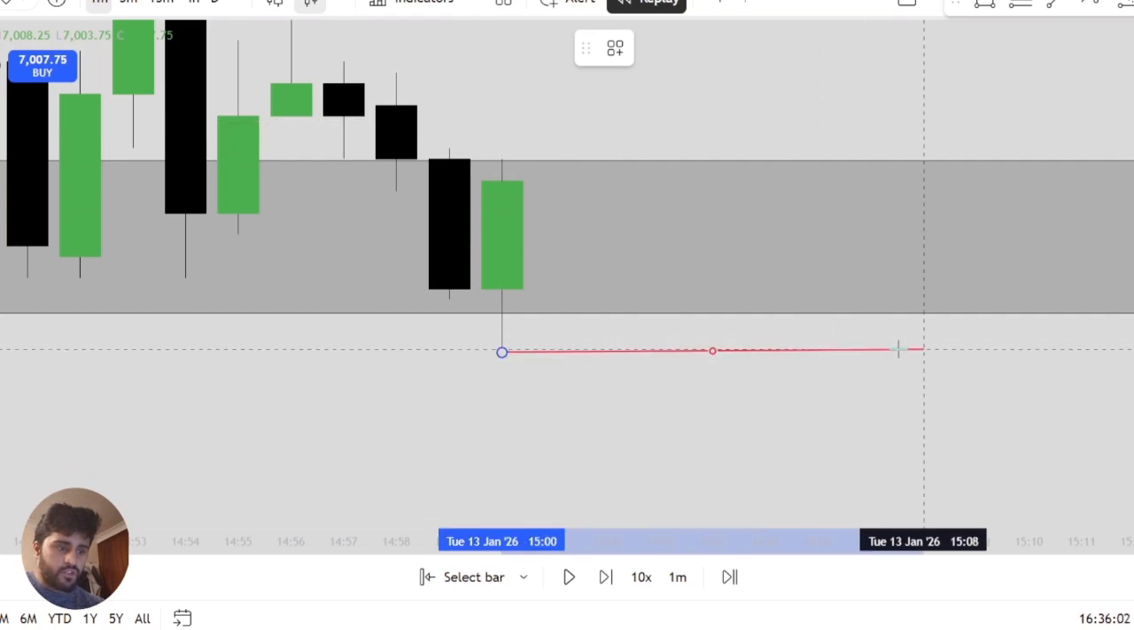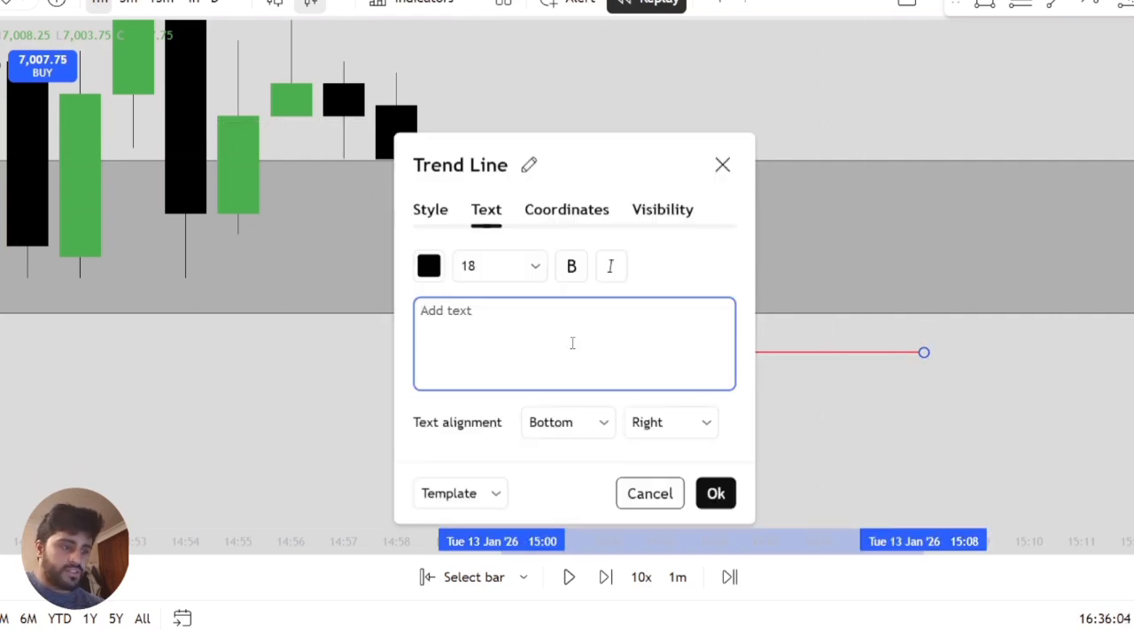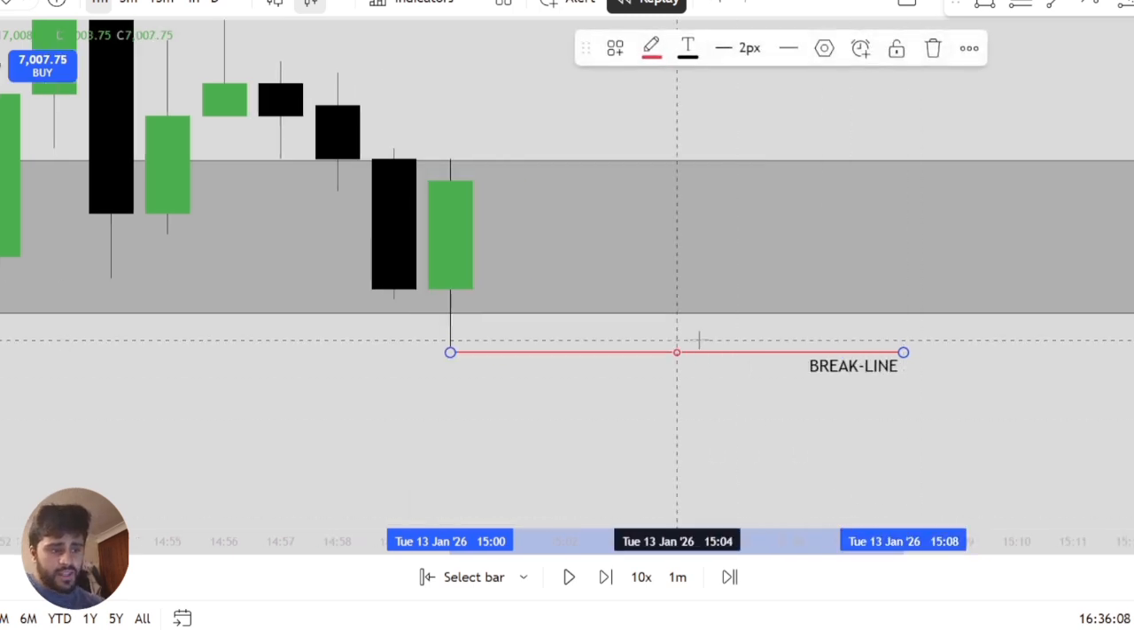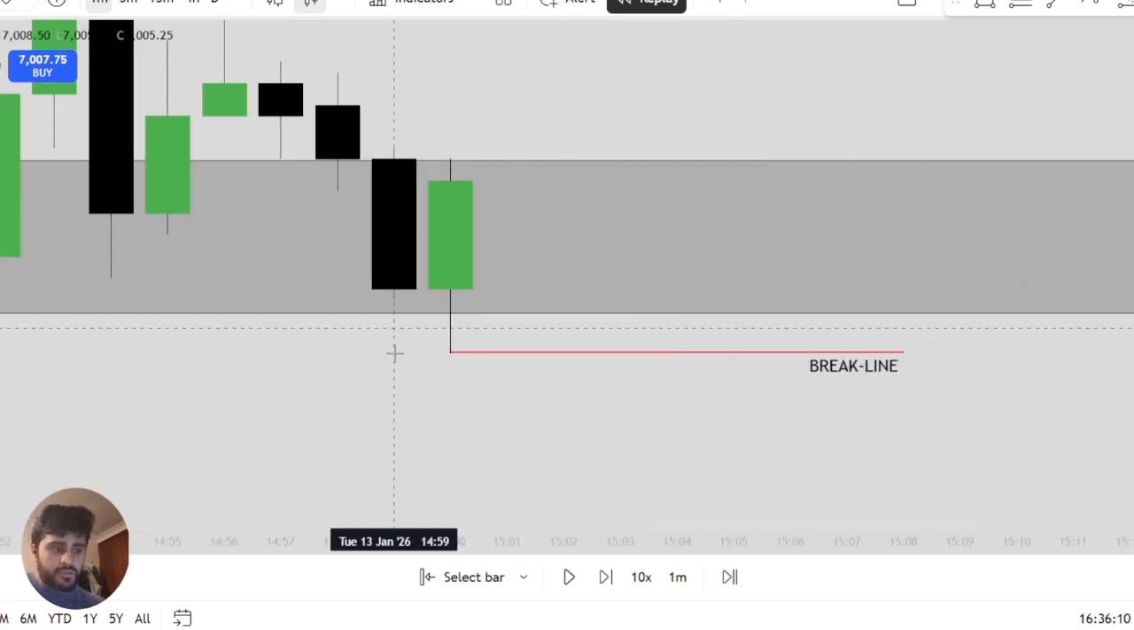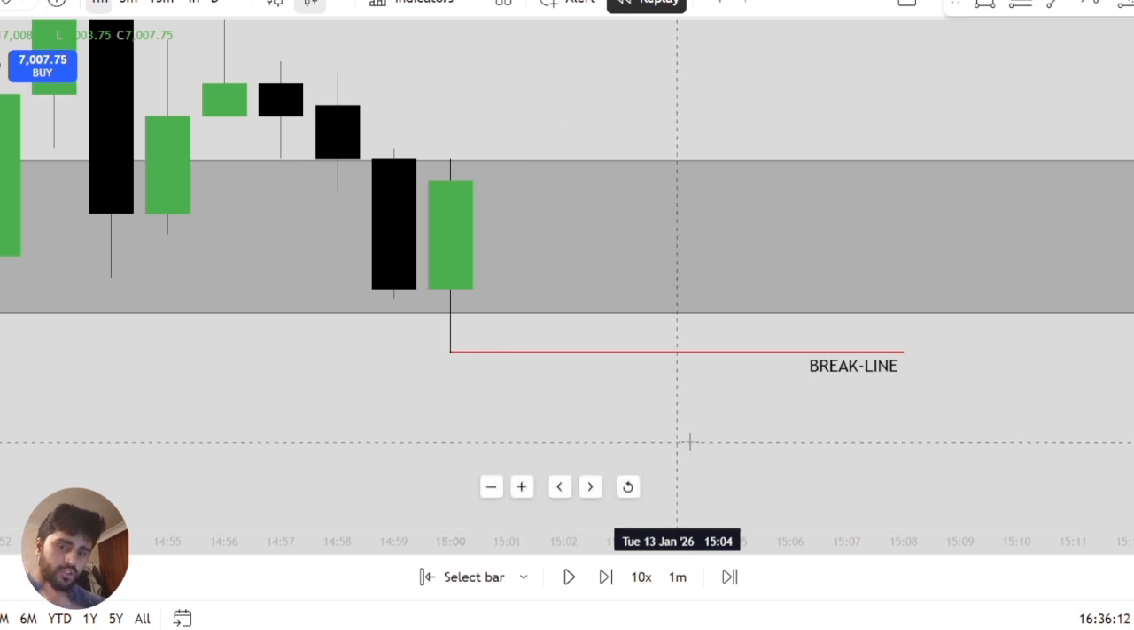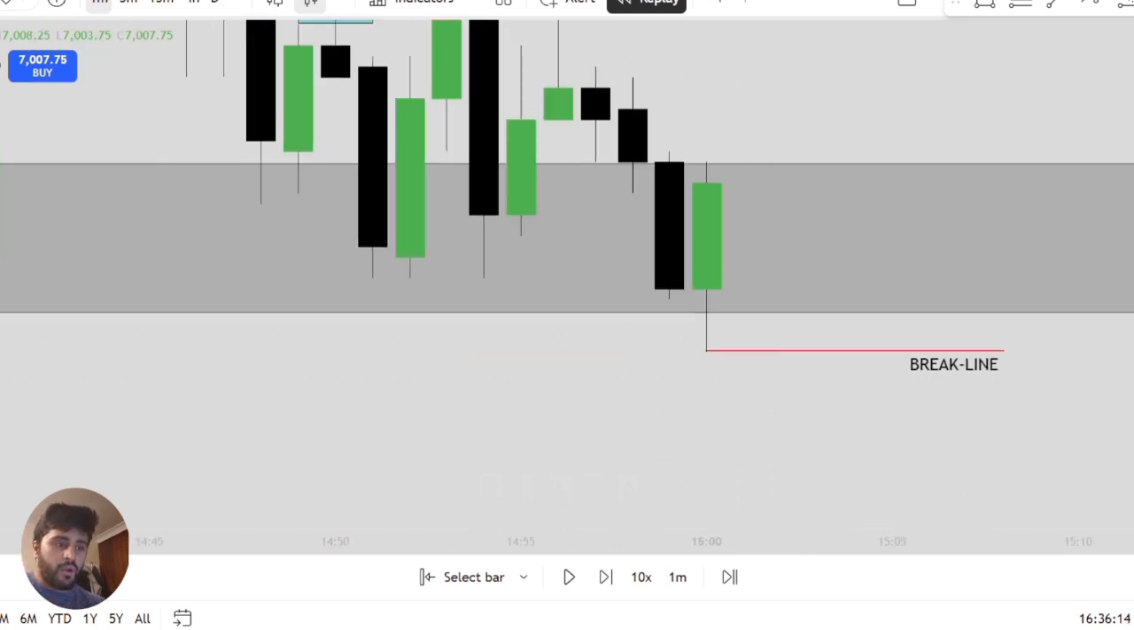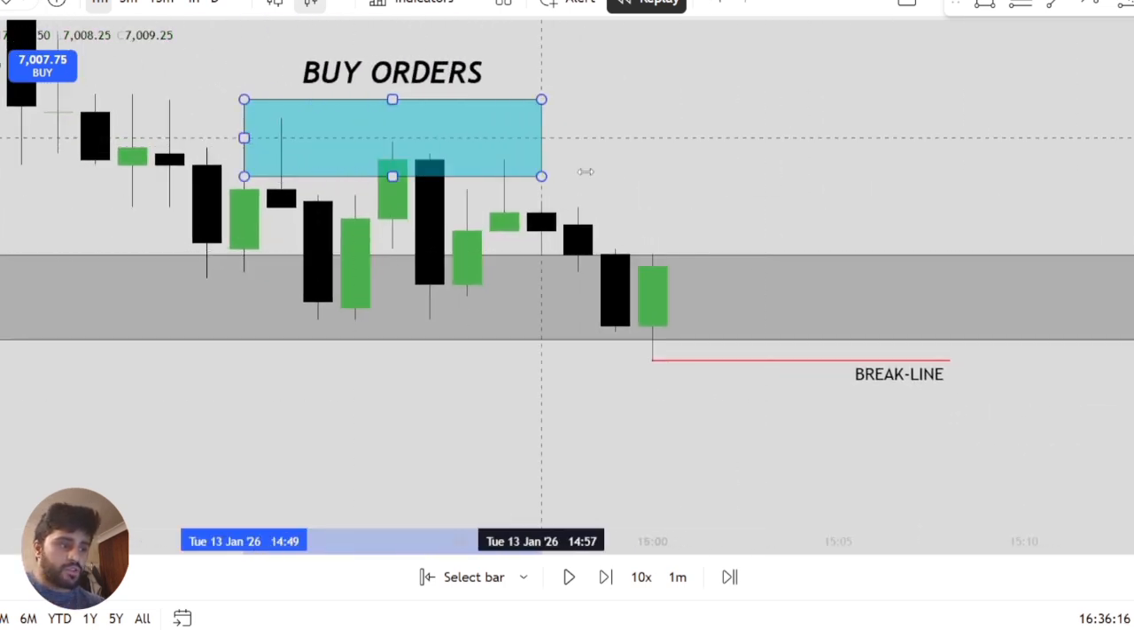So I will simply draw this red line. Now this is what I call my break line. It's called a break line because it's the area that we first started to break below the zone. So I never trade directly off the break line. I want to see again what was going on in this region.